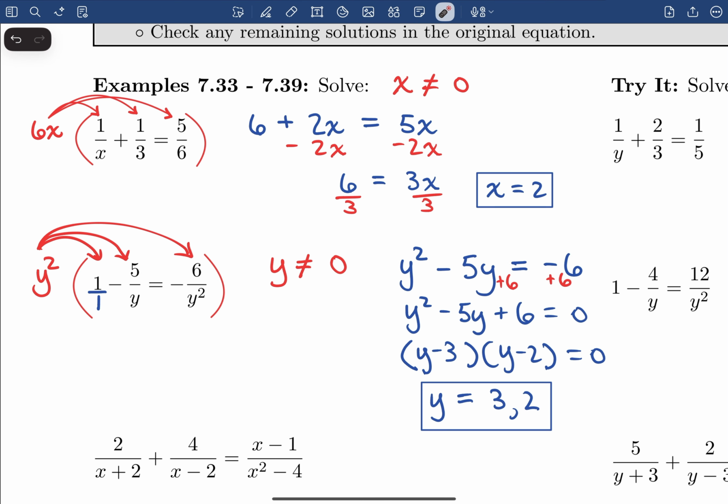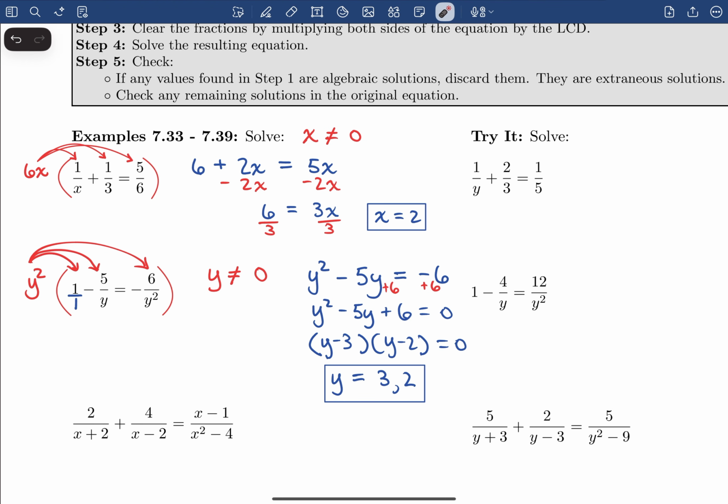Now, the only solution that would have been an extraneous solution is a value of 0. And this isn't 0, and this isn't 0, so there were no extraneous solutions in this case. Great.